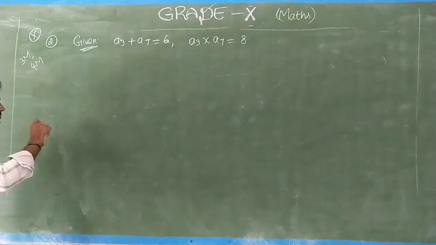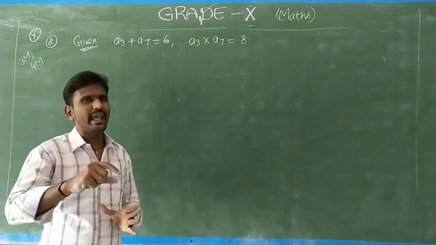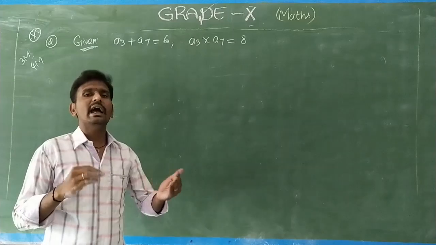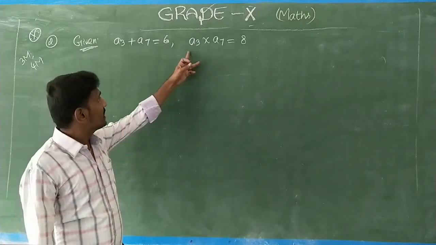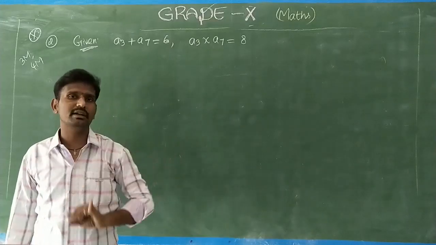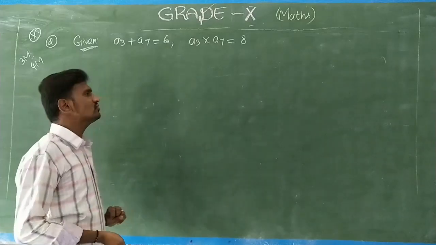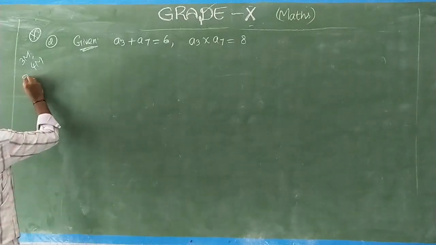Yes, student. See, the first given you take to find A or D, and the second condition you are going to substitute to get the first term and the common difference. So then only we are going to find the Sn. Okay, students. Now the solution.